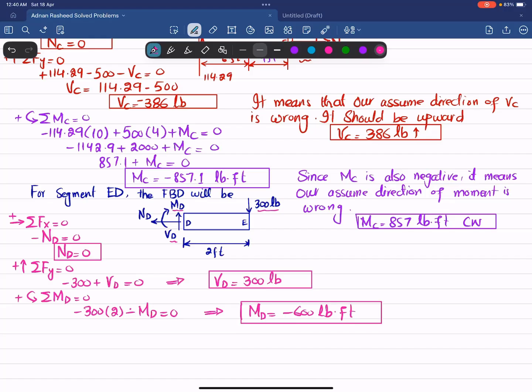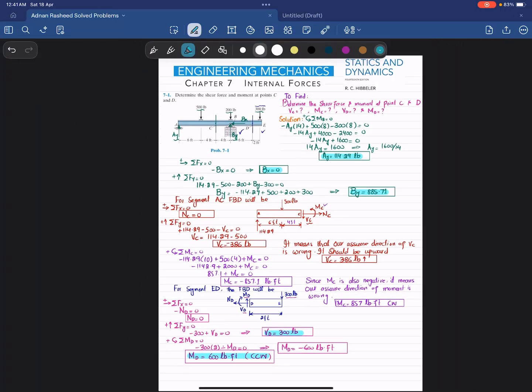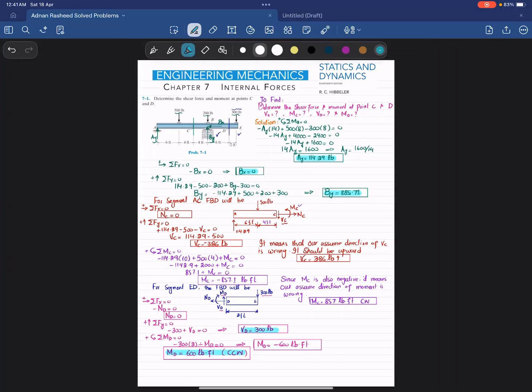The value of M is negative, so it means that the assumed direction is wrong. Clear? So MD should be equal to 600 pounds into feet. That will be counterclockwise. Clear? So this is the shear force at point D, and this is the moment at point D. And this was all about this problem 7-1.